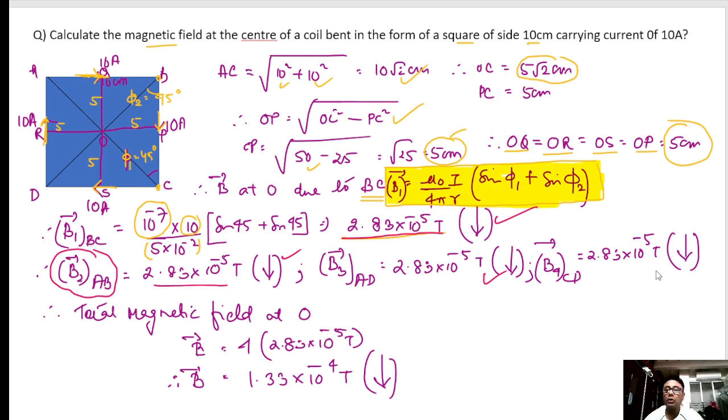That means all the magnitudes are the same and all the directions are the same. So the total magnetic field at O will be all added up, which is 4 times this value. So this is the magnetic field at the center, 4 times the magnetic value.